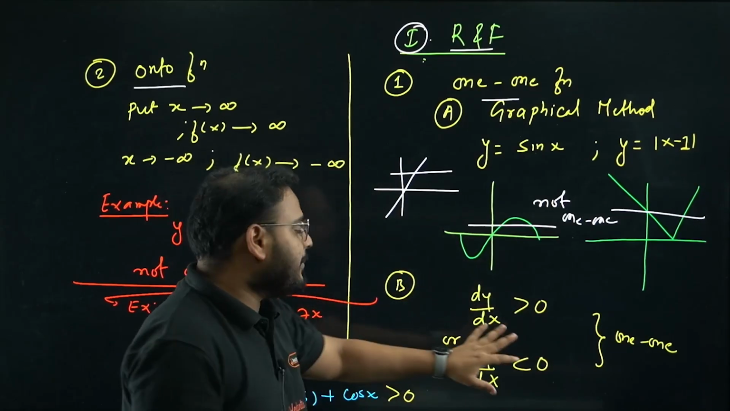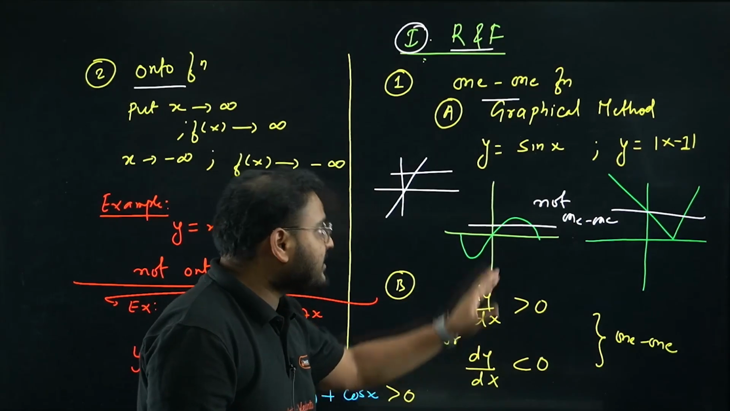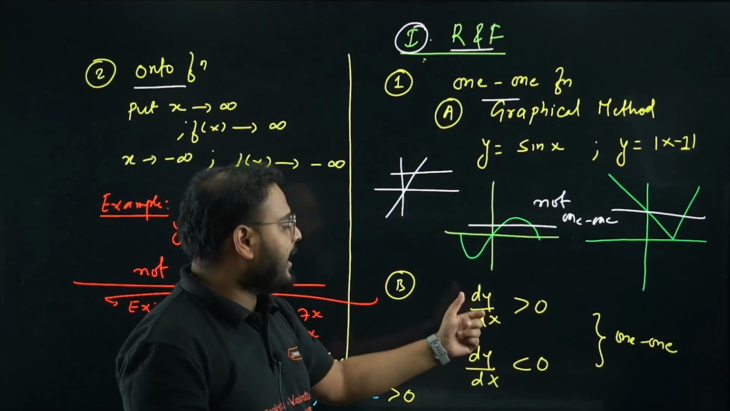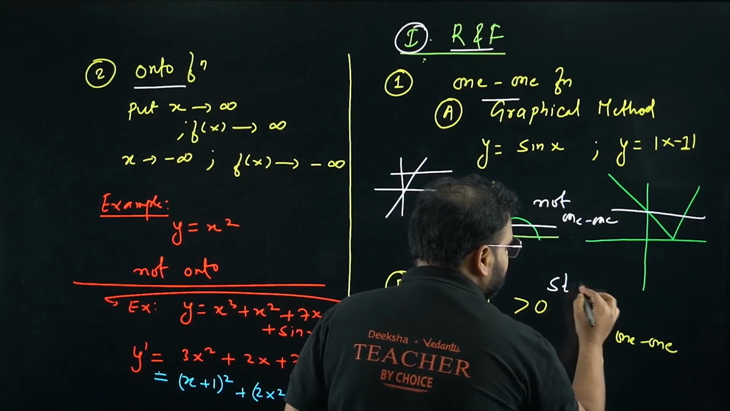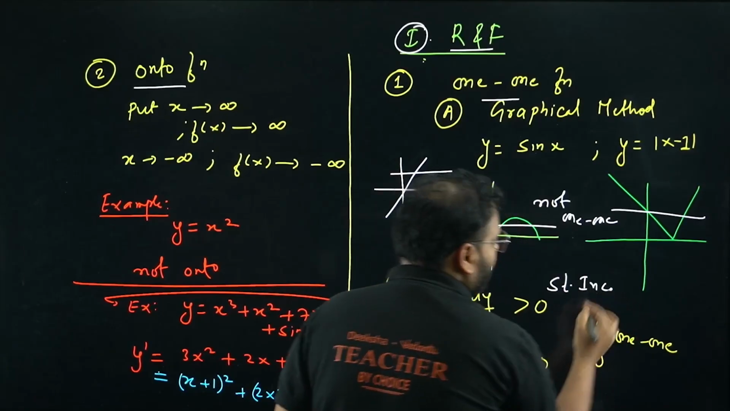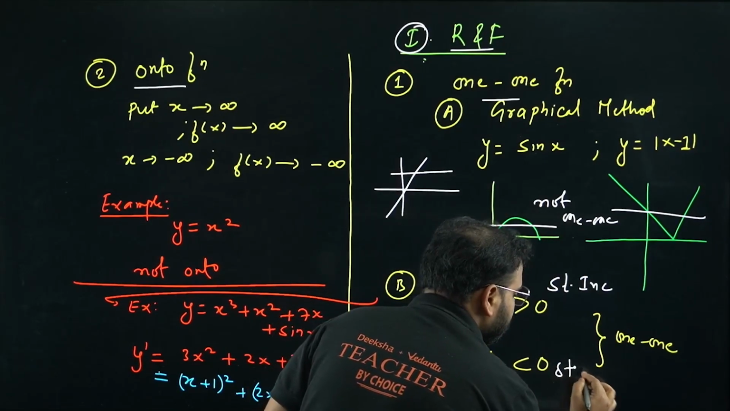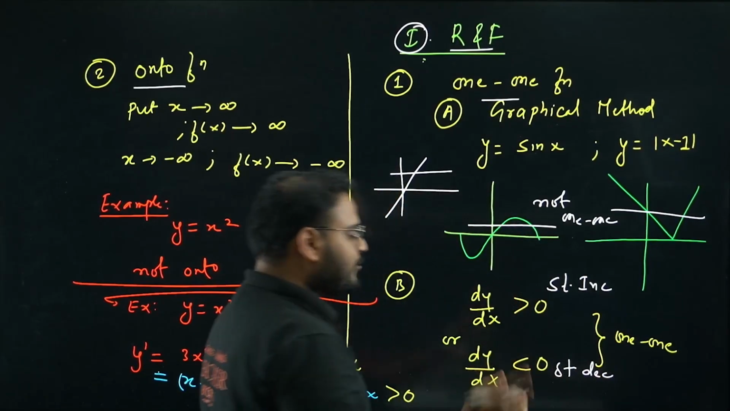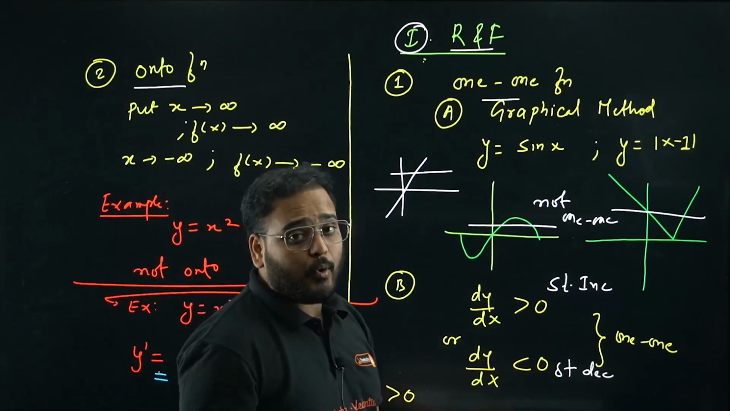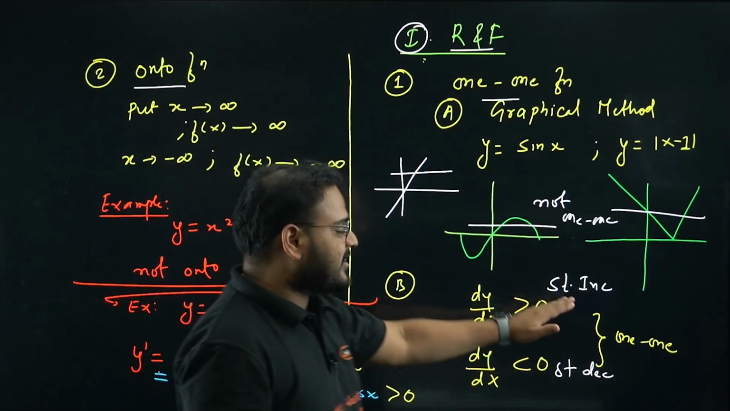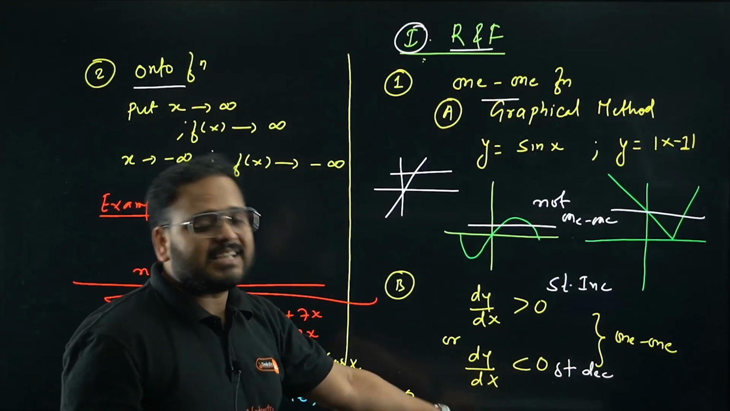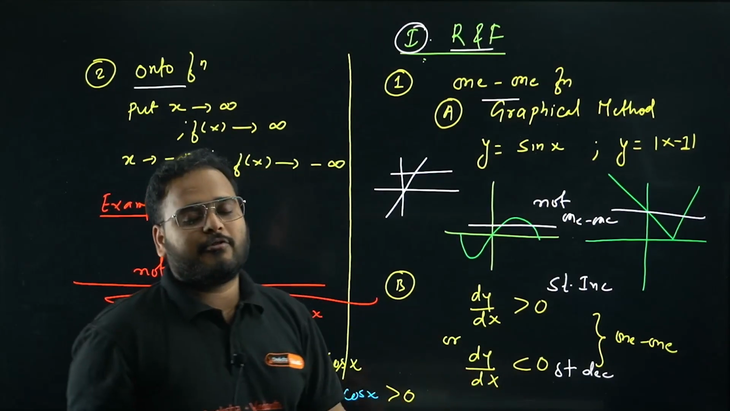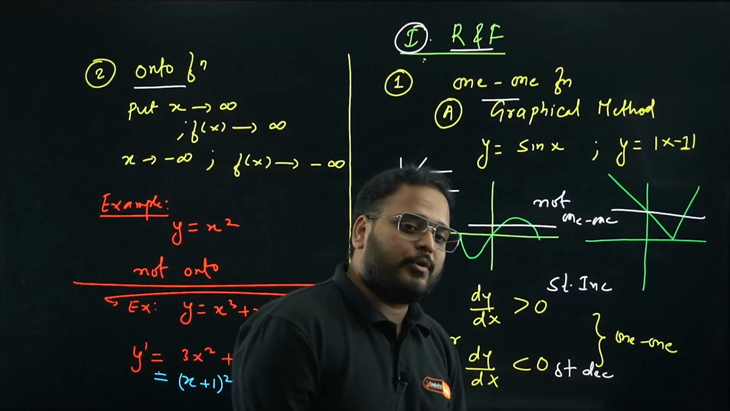Second is the method of derivative. If you differentiate the given function and you get a single trend, what is that trend, sir? Strictly increasing or strictly decreasing. Either of the two cases, not both. If a function is strictly increasing, you call that 1-1. If a function is strictly decreasing, meaning less than 0, not equal to, we call the function again 1-1. This is clear.